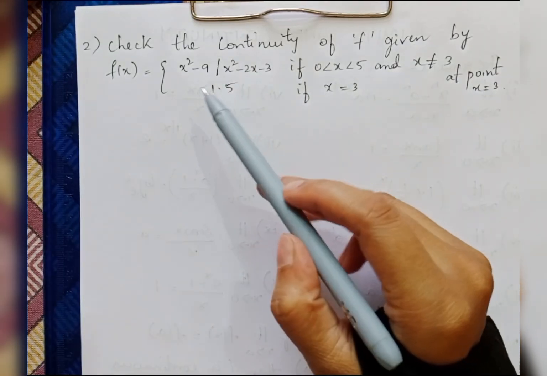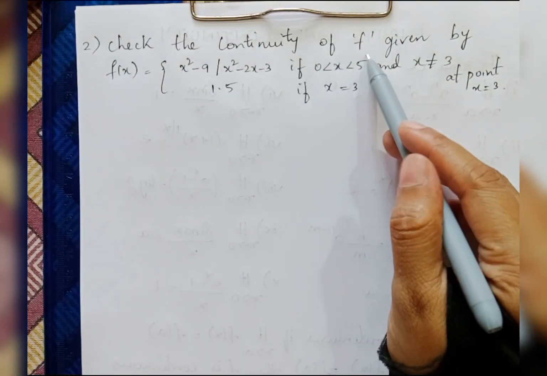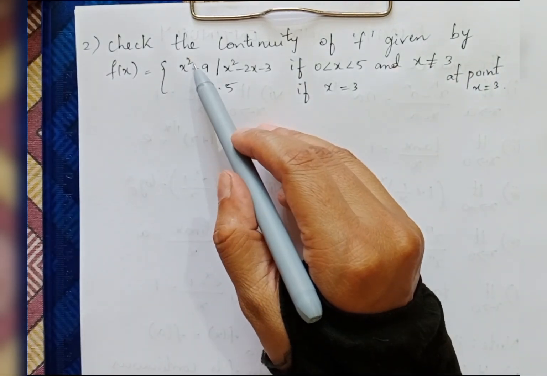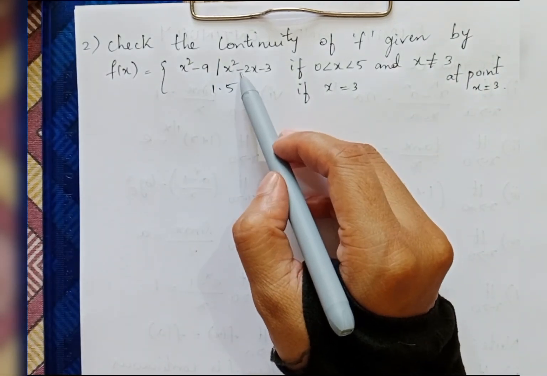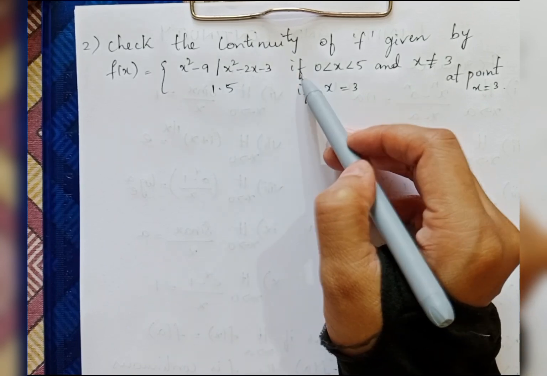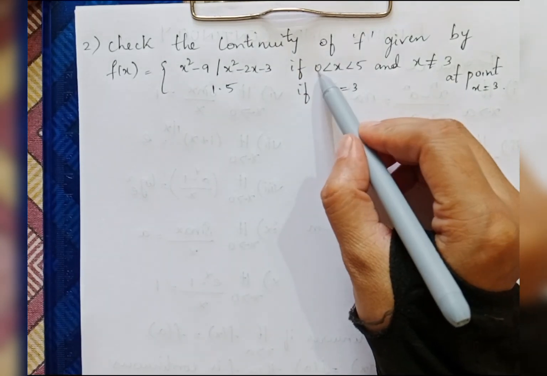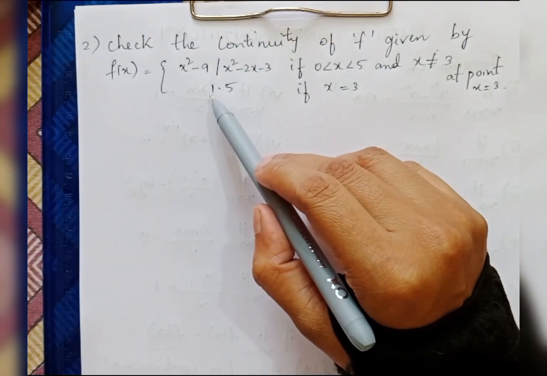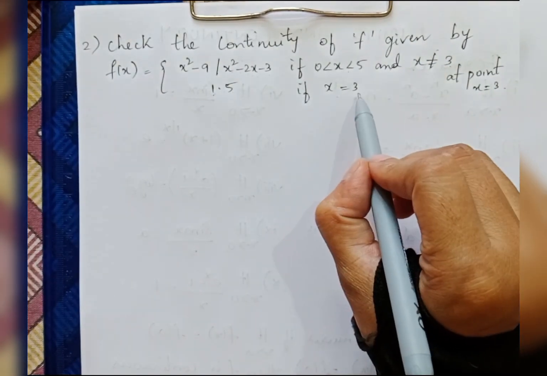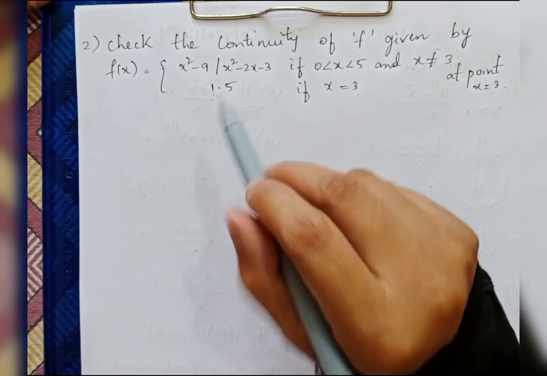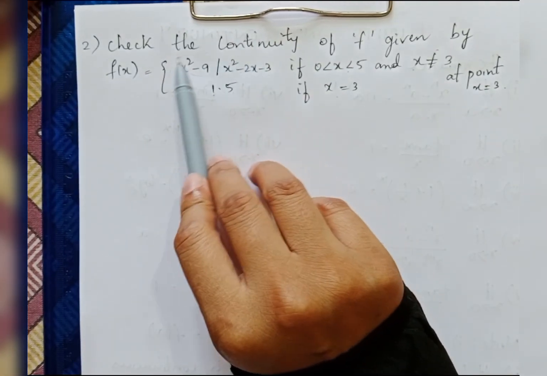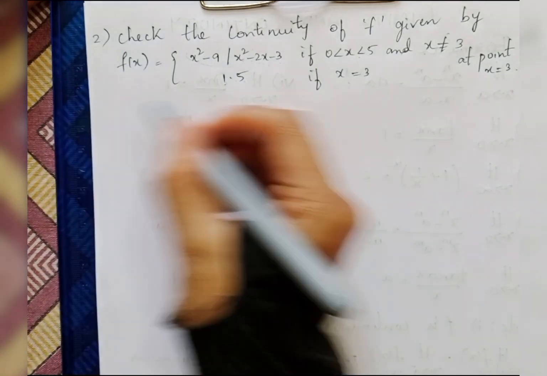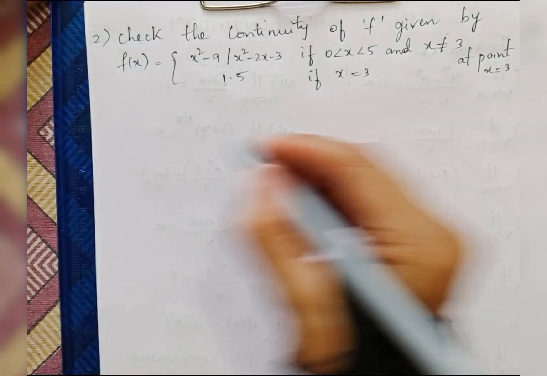Next question is: check the continuity of f given by the function f of x is equal to (x square minus 9) by (x square minus 2x minus 3) if x is greater than 0 and less than 5 and x is not equal to 3, and it is equal to 1.5 when x is equal to 3. So we have to find the value of this function when x is equal to 3, because it is given at the point x equal to 3.